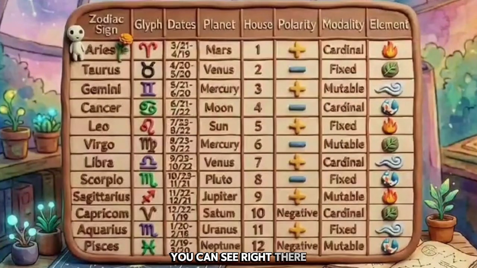You can see right there, Aries is a cardinal fire sign ruled by Mars. And right next to it, you've got Taurus, which is a fixed earth sign ruled by Venus. See how that works? Each sign gets its own unique mix of a ruling planet, an element, and a modality. And that's what gives it its distinct personality.